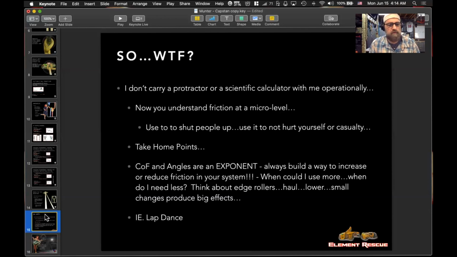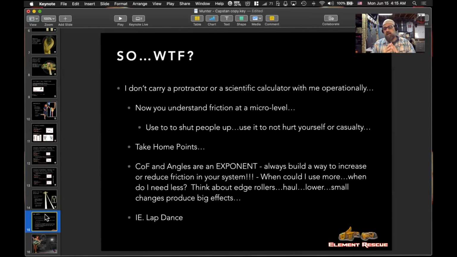The take-home points: coefficient of friction and angles are an exponent. Always build a way to increase or reduce friction in your system. When could I use more friction? When do I need less, right? Hauls versus lowers and rappels. Think about edge rollers for a second.